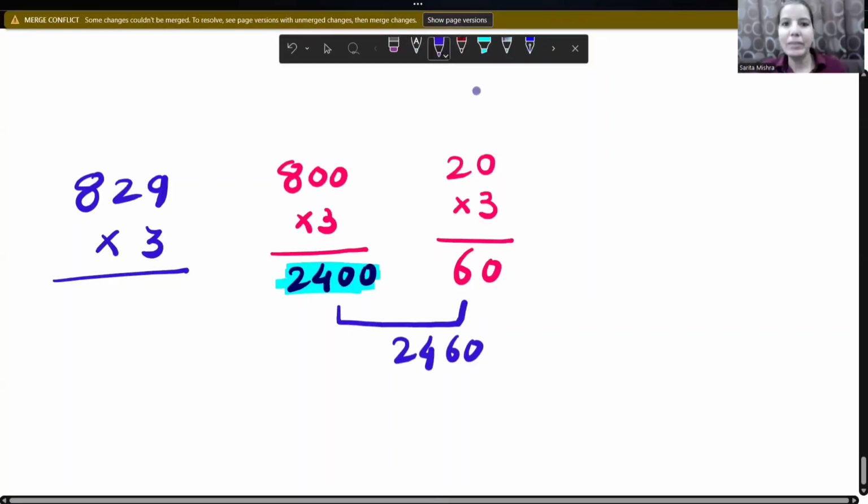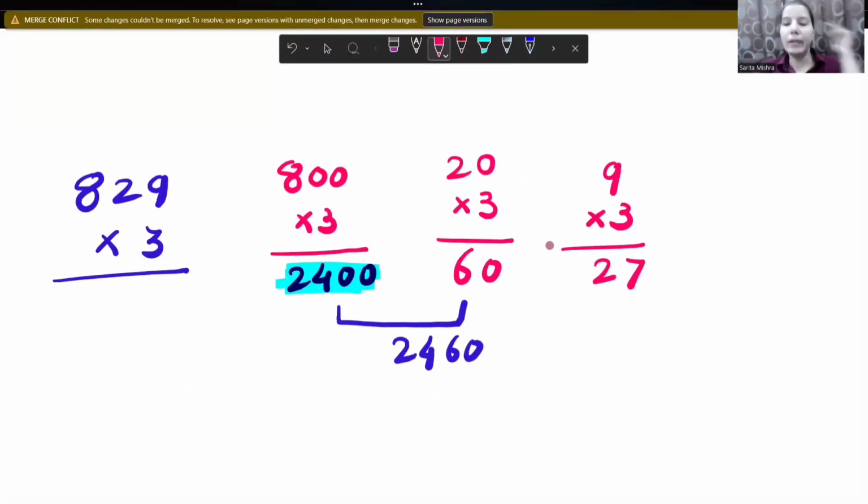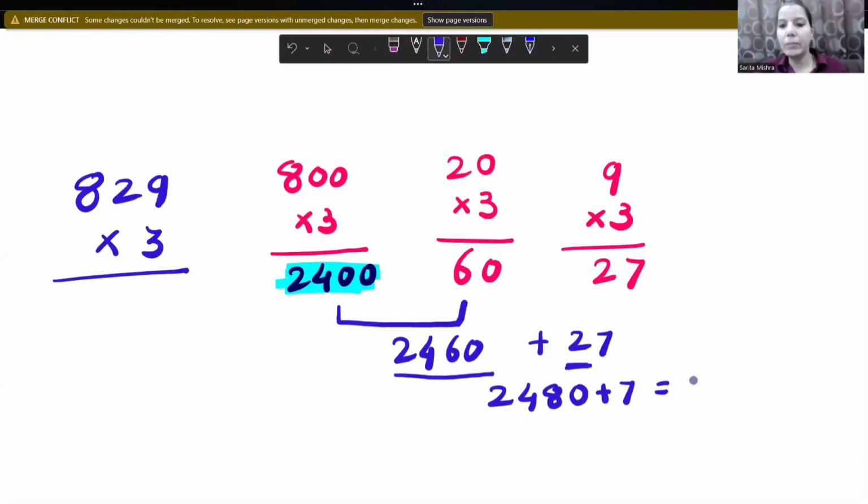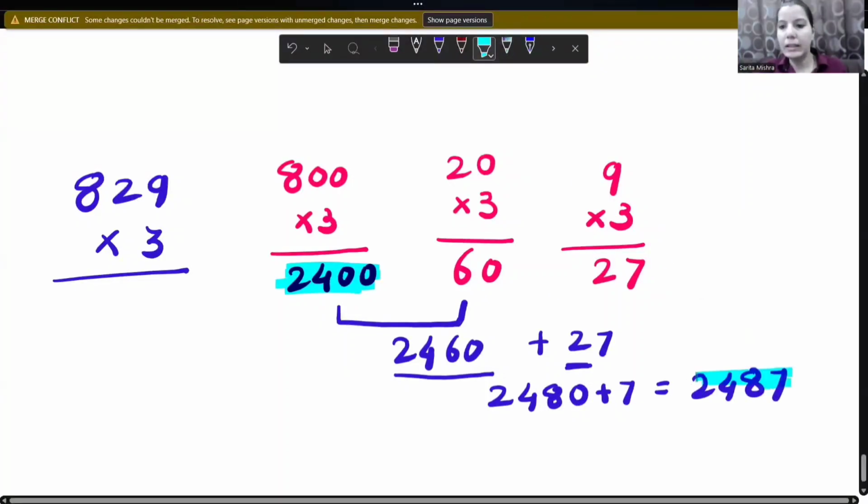Then next step, you will do 9 times 3 in your mind. Okay, and that is 27. Now in your mind, just think I have 2460 plus I have to add 27. So 2460 plus take it as 20. So that would be 2480. Okay. And then lastly add this 7. So that would be 2487. This way you can get the answer in your mind.